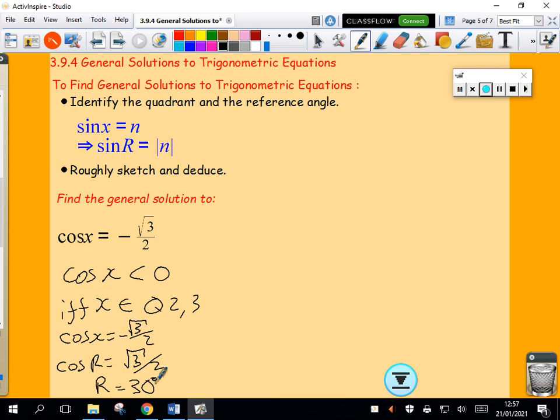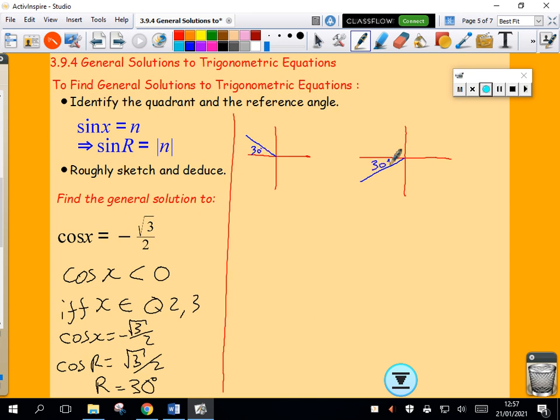So the reference angle here has to be 30 degrees. Okay? Why? Well, cosine inverse of root 3 over 2 is 30 degrees. My next step is to sketch and deduce. So in quadrant 2, reference angle 30 degrees, something like that. Quadrant 3, reference angle 30 degrees, something like that.